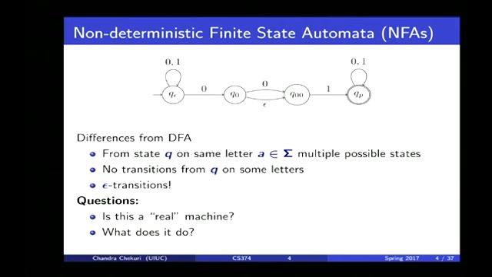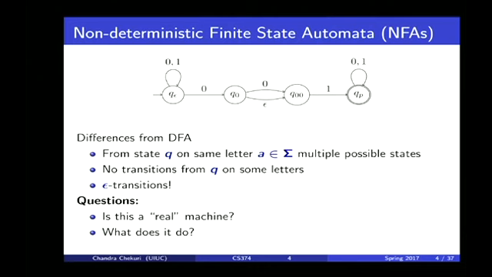I haven't explained what this machine is doing yet. It's a visual to say this looks a bit bizarre. And why are we discussing it? What is the meaning of the epsilon transitions? What is the meaning of having multiple transitions? Everything looks a little strange. Is it a real machine is the question.